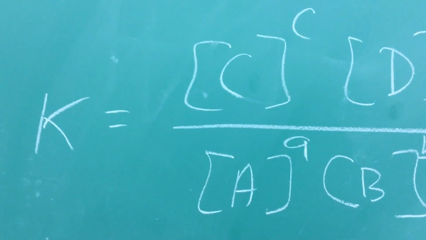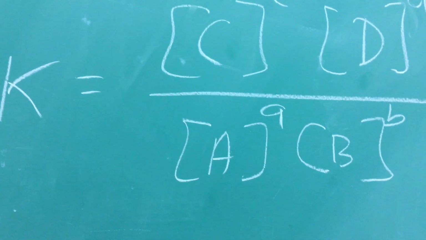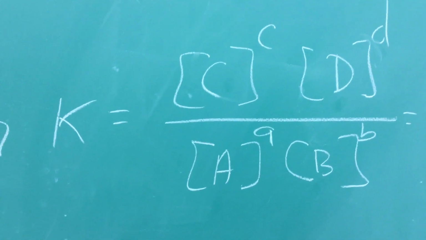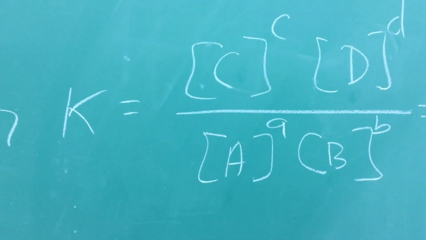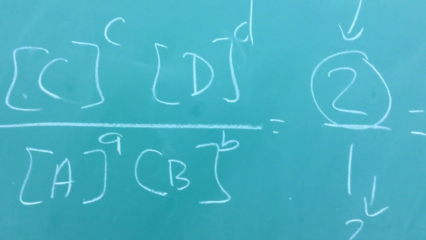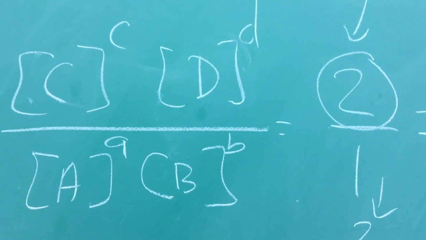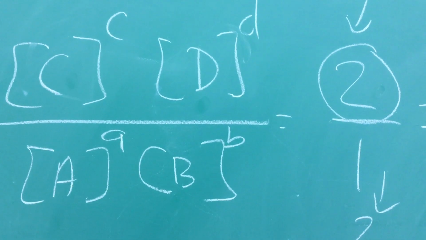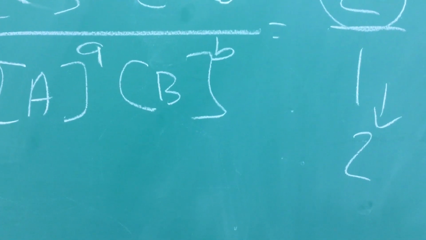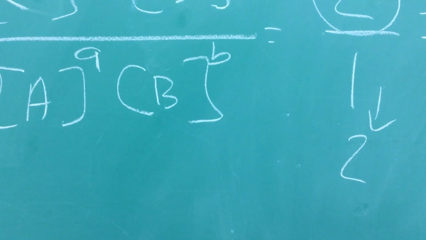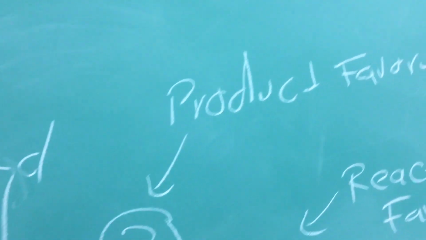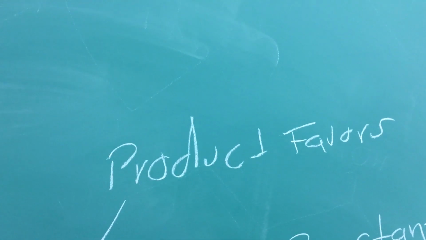Okay. What the K tells us is whether we're making more products or reactants. Okay. I'm just going to use a simple example. Let's say that after we calculate this and do the math, we get a 2 over 1. That means products are bigger than our reactants, right? So we get a K of 2. The K of 2 is greater than 1, right? So if it's greater than 1, that means we are favoring products.